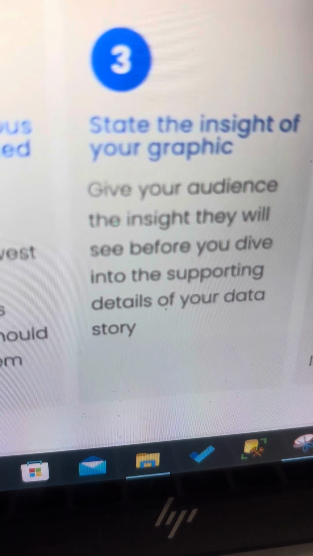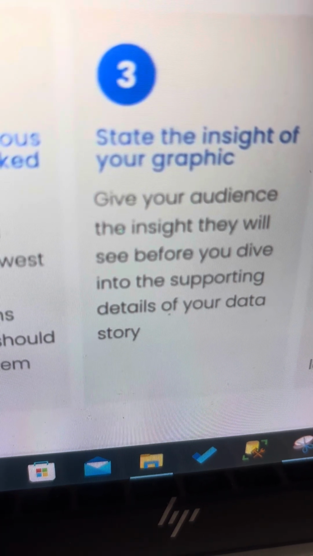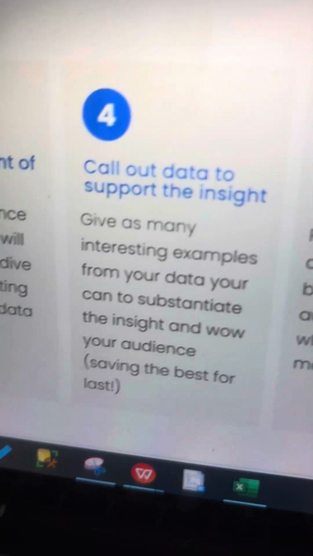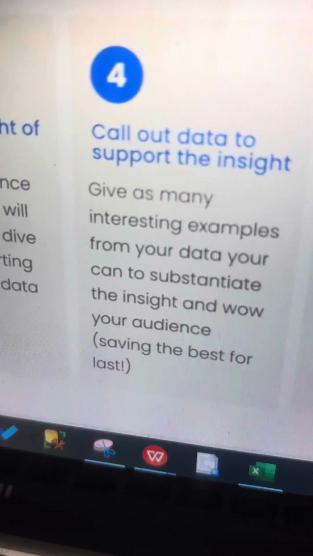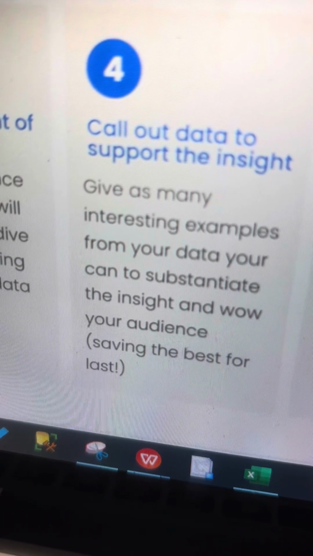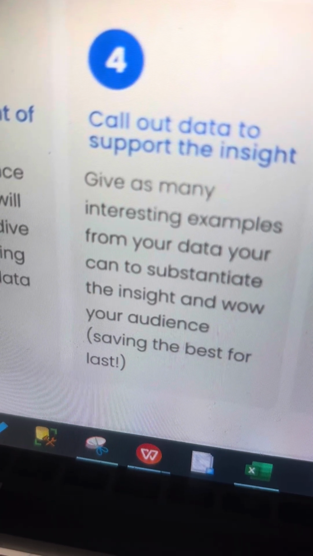So I give them that right away, and then in the fourth step, I start building the case for the insight. I start substantiating it. I call out specific points and cases in the data that do indeed point to that insight.